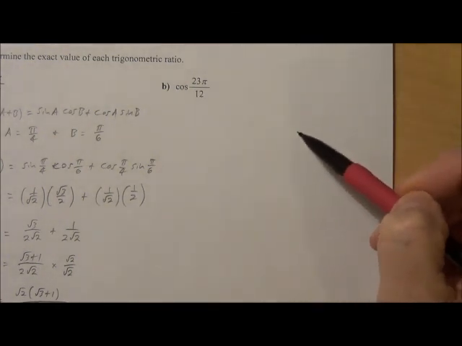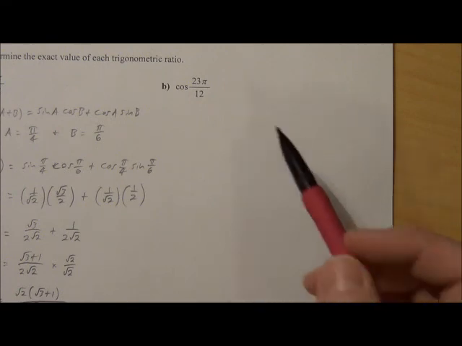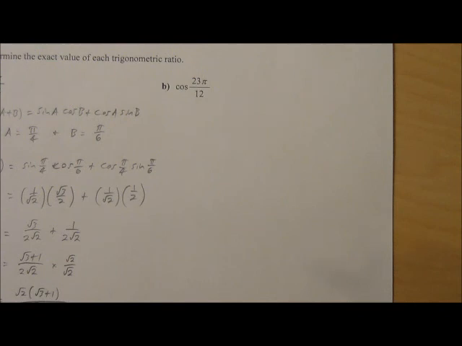Then you can simplify those special angles, and then you have to put them on a Cartesian plane and apply the CAST rule and the beta angle like we've done in the past, so that we can find what the cos of 23 pi by 12 is.